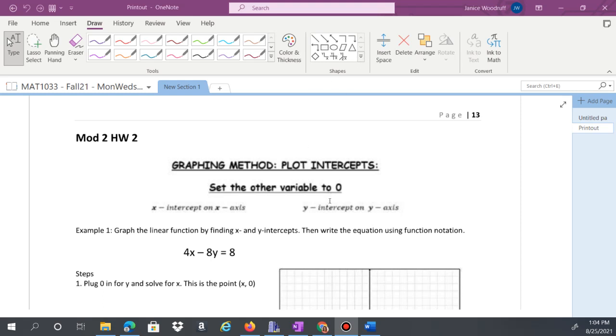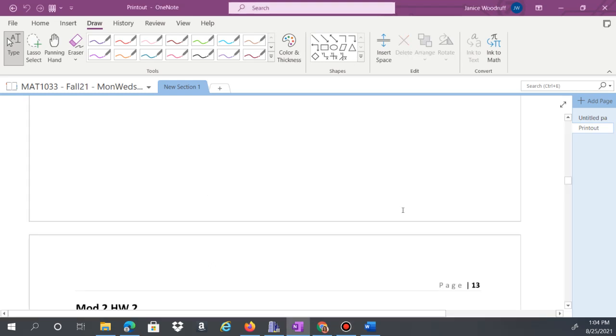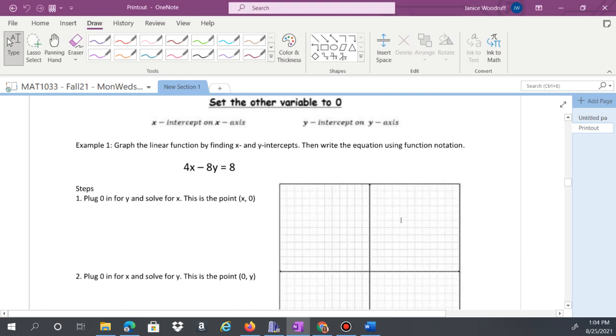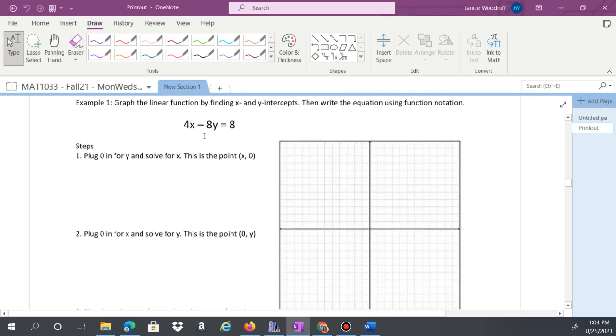Intercepts are where the line crosses the x-axis for an x-intercept and crosses the y-axis for our y-intercept. So to find the intercepts, we're just plugging 0 in for the opposite variable. If I want to find an x-intercept, I'm going to plug 0 in for y. So I'm going to take this equation, 4x minus 8y equals 8, and plug a 0 in for my y value.